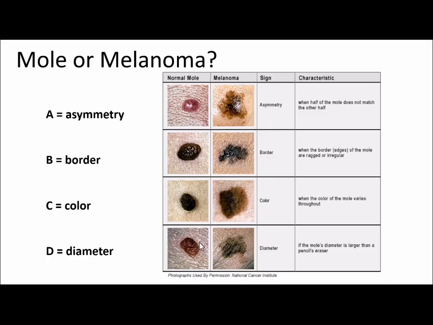If it's larger than 6 millimeters, or larger than a pencil eraser, it's more likely to be considered melanoma over just a mole. So the ABCD from the American Cancer Society is just a quick little mnemonic to help you remember the criteria for determining if you have a mole or could it potentially be something more.